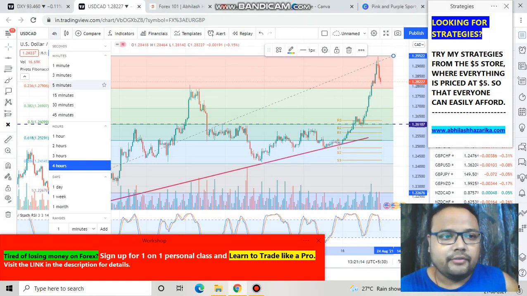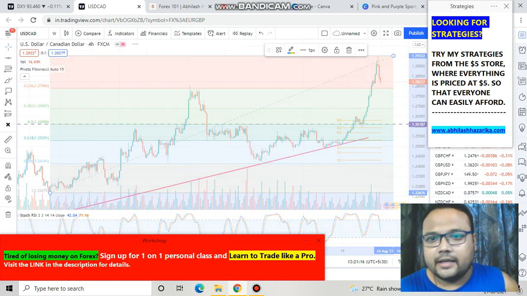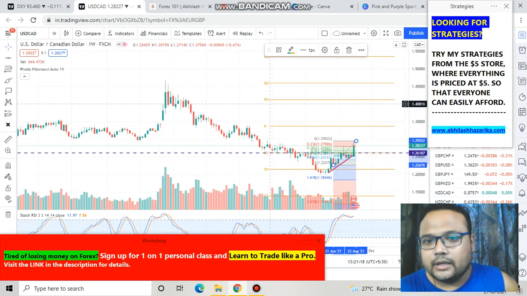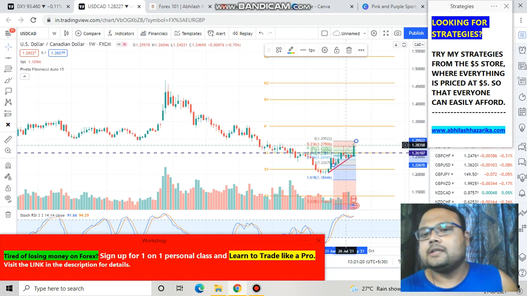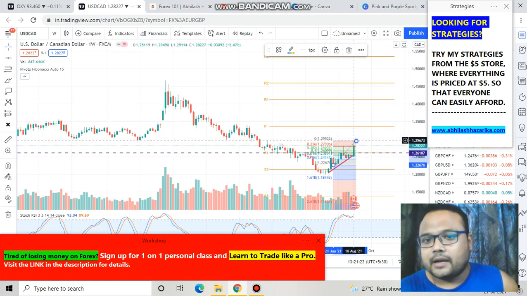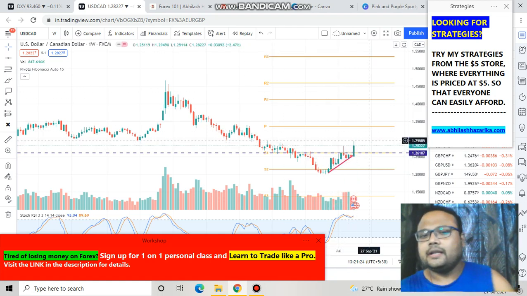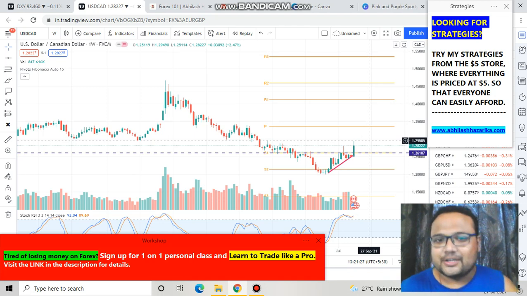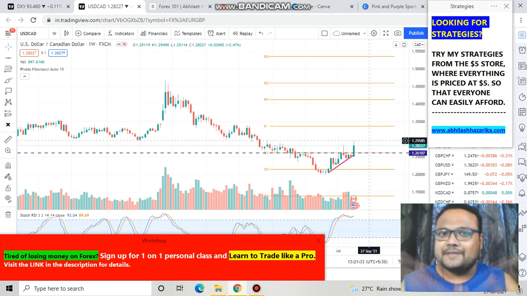And if we go to the weekly chart of USD CAD here, you can see that the weekly chart is also giving us the indication that yes, the market is bullish right now. So nothing serious from the weekly chart as of now. So let's see how the market rolls on Monday. The dollar is extremely bullish. Let's see.